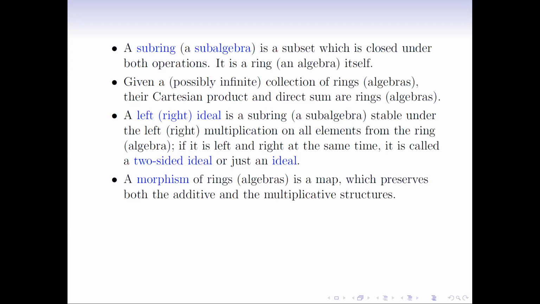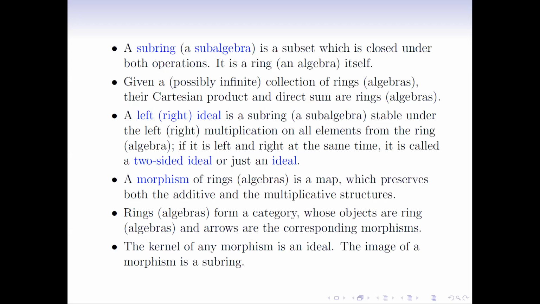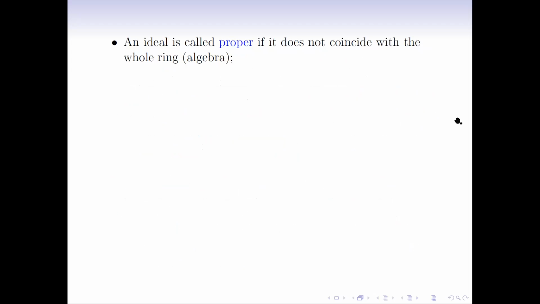A morphism of rings or algebras is as usual some map which respects the algebraic structure. In this case, it must respect the summation, the additive structure, and the multiplication, the multiplicative structure of the ring or algebra. In the case of algebras, of course, it should also be K-linear. If you consider all rings or algebras, then it's a category, where the objects are rings and algebras, and morphisms are those defined above. The kernel of any morphism is an ideal, and the image of any morphism is a subring in the target. An ideal is called proper if it does not coincide with the whole ring or algebra.